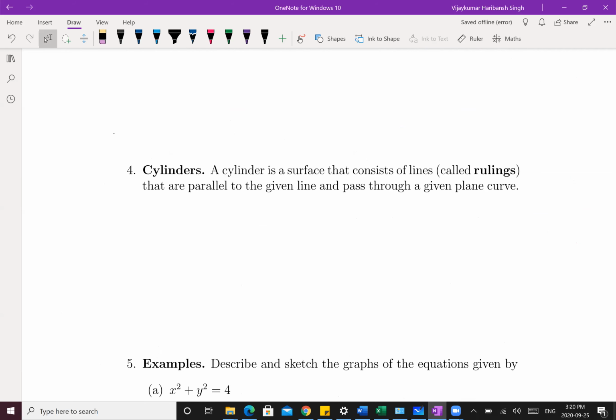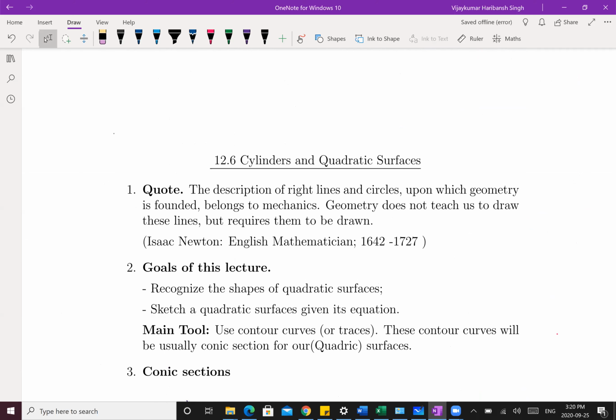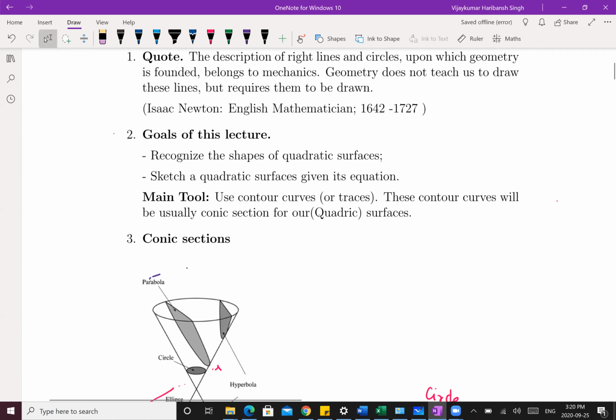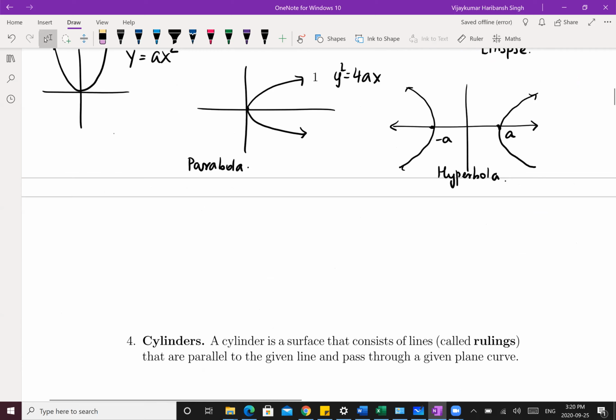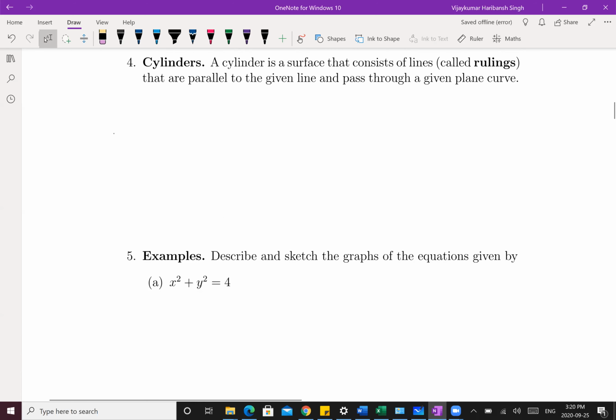So what we want to study in this section is cylinders and quadratic surfaces. Essentially, we want to study a surface in 3D. The easiest to understand is a cylinder. So what is a cylinder? A cylinder is a surface which consists of lines that are parallel to a given line and pass through a given plane curve.